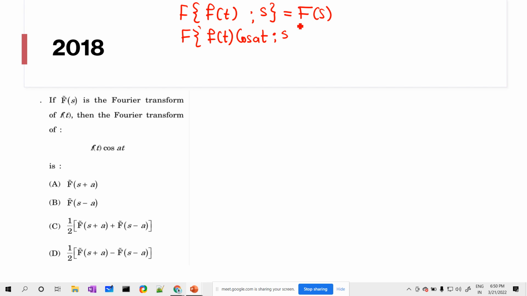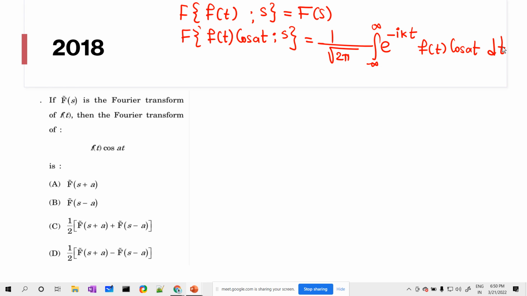Okay, so I just write the formula. It is 1 upon root 2 pi integrating from minus infinity to infinity. The kernel I will write is e raised to minus i k x. In the place of x, now we have variable t, so I use t. Then it is f of t cos at. Okay, I will pause for a few seconds and let you think what should be the way to find this integration. What should I do? Suppose I start thinking about integrating, how can I integrate?